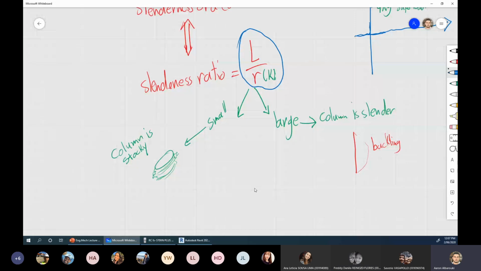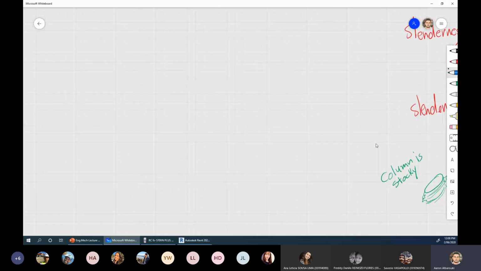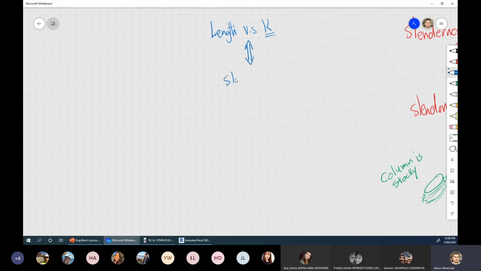Now, this is the new one. So are we clear up to here? Yes, Aaron. Okay, good. So what we got so far, let's go back. We talked about the length of the column versus K, which is the radius of gyration. That relationship will give us the slenderness ratio.